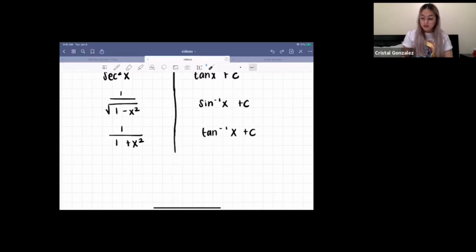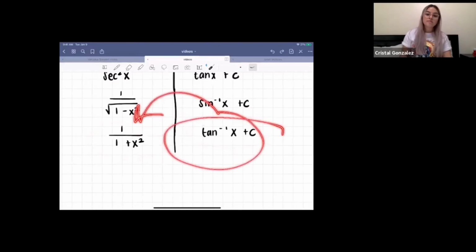Okay, so here we have our 1 over 1 plus x squared. And I was talking so much that I went ahead and wrote it, but that's okay. So remember that the derivative of arctangent gives us this. So that's where that's coming from.